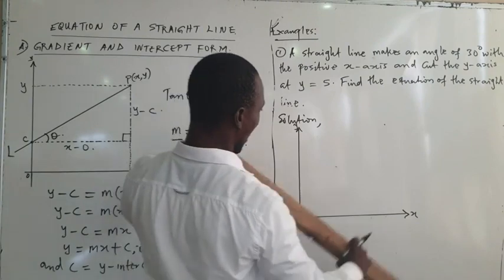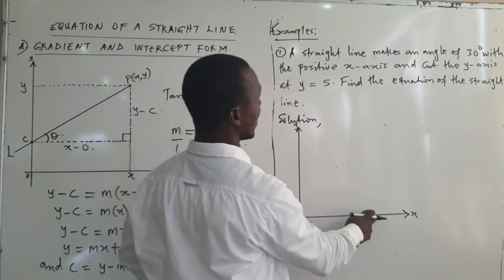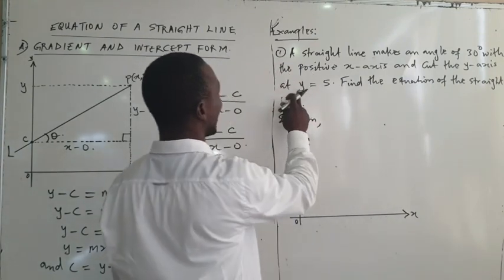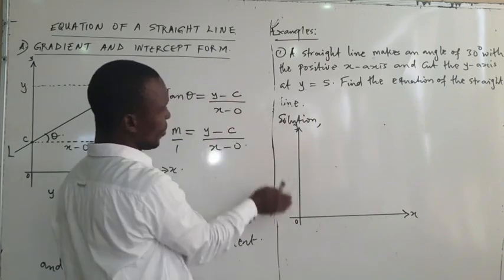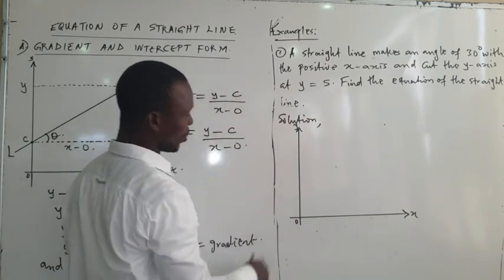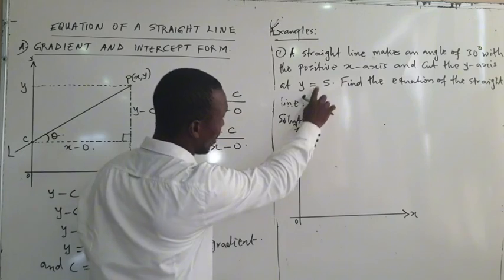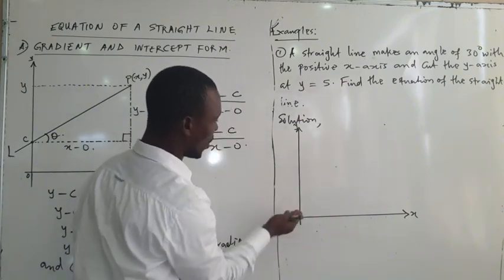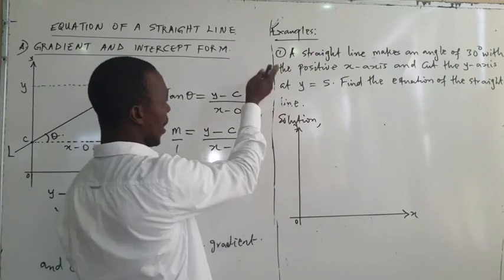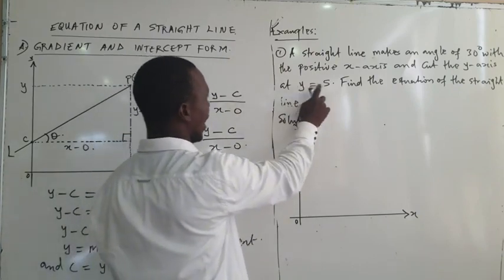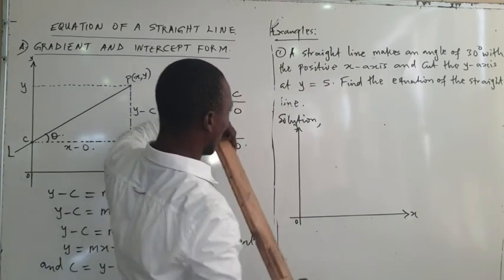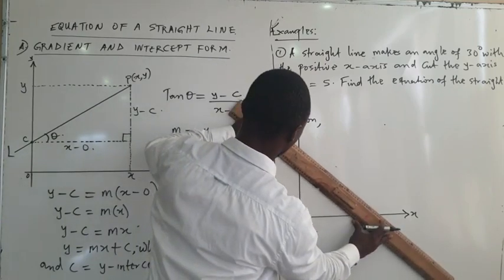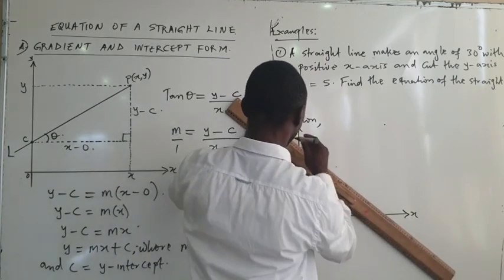So it means our x-axis is there. Then it cuts the y-axis at y equals 5. The up here is positive y. Assuming it is negative, y equals minus 5, we would be using the down part of the y-axis, but we are making use of the upper part of the y-axis because our y is positive. So we now have this. Let's just have a rough sketch. So this is the line.